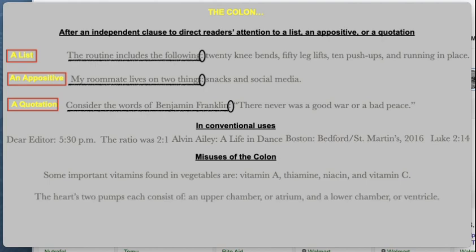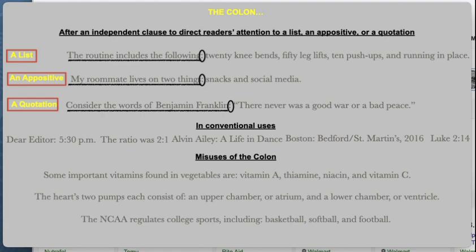Also, avoid using a colon between a preposition and its object. Remember, prepositions include, well, there are so many, of, from, beyond, below, above, etc. Here's an example of that misuse. The heart's two pumps each consist of: an upper chamber. Okay, so I don't want to read the rest of it. You can see where that preposition is, the word of. We do not want to put a colon after a preposition. That's like a big old no-no. Okay, so make sure that you don't do that.